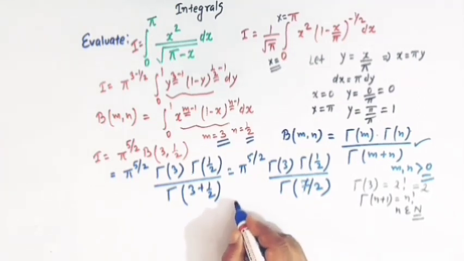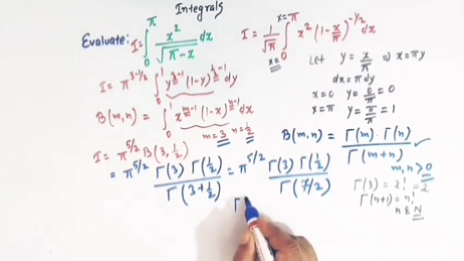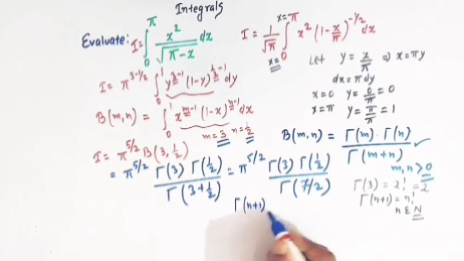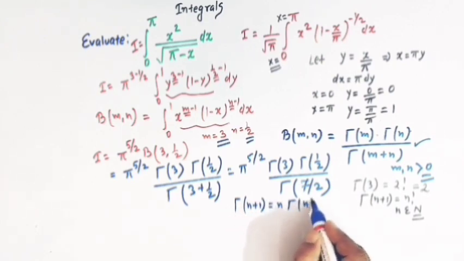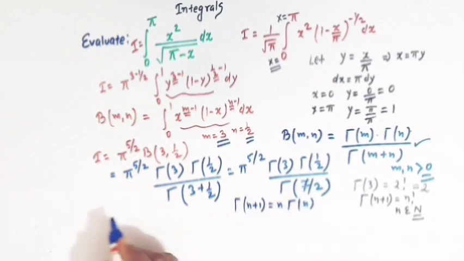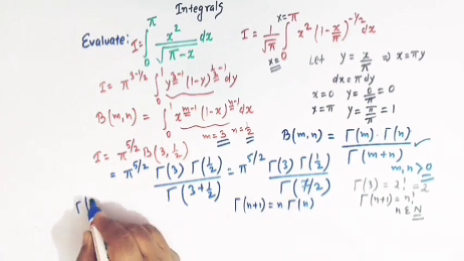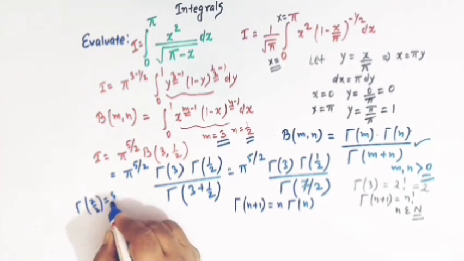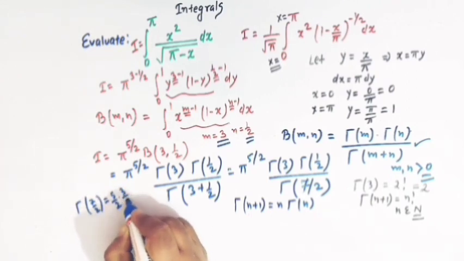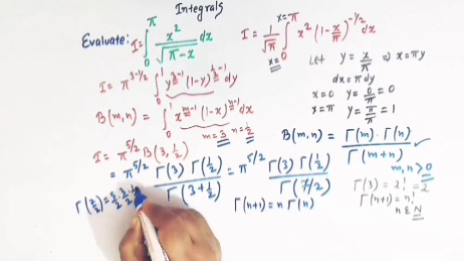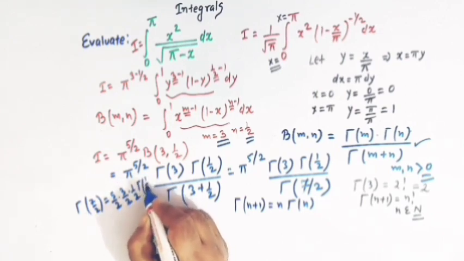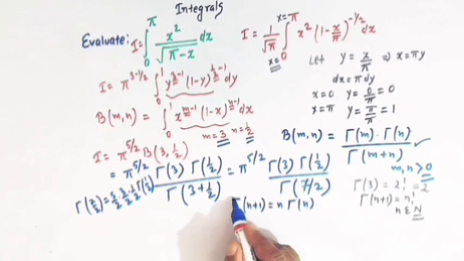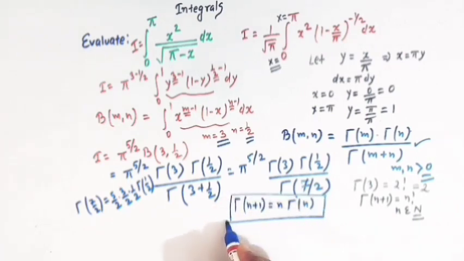And using an important relation, that is gamma of n plus 1 is equal to n times gamma of n, we can write gamma of 7 by 2 as 5 by 2 times 3 by 2 times half, and then we have gamma of half, right, due to this result.